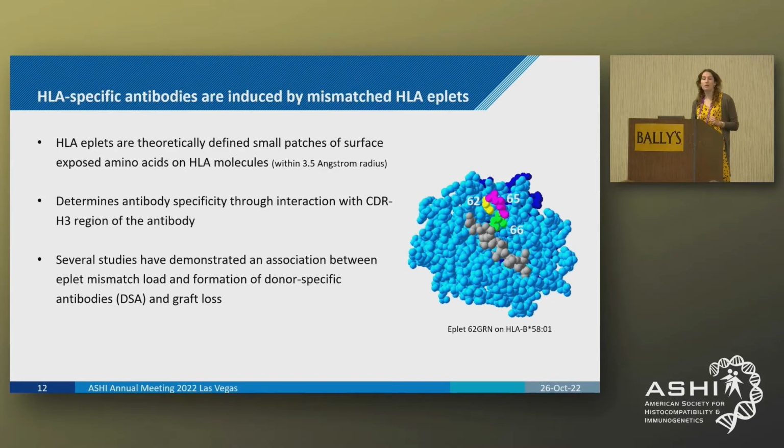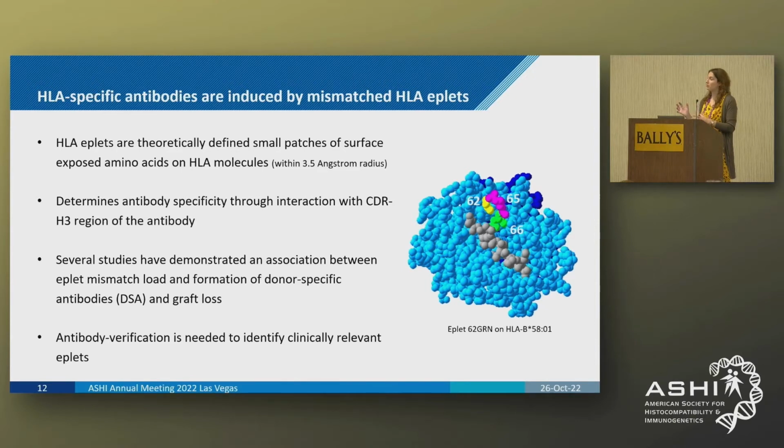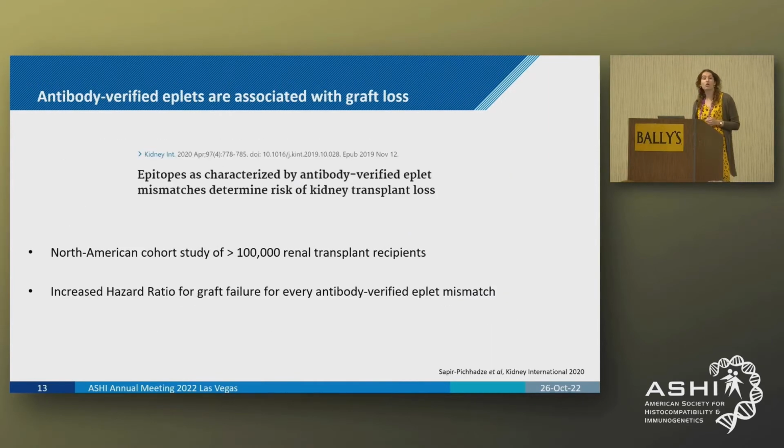But these eplets have been theoretically defined based on the differences of the amino acid sequences of all these different HLA alleles. And therefore, we need antibody verification to really validate the fact that these eplets can be bound by donor-specific, by HLA-specific antibodies. So we do that with antibody verification. And also studies have shown that indeed these antibody-verified eplets, so this subset of eplets, are associated with graft loss.